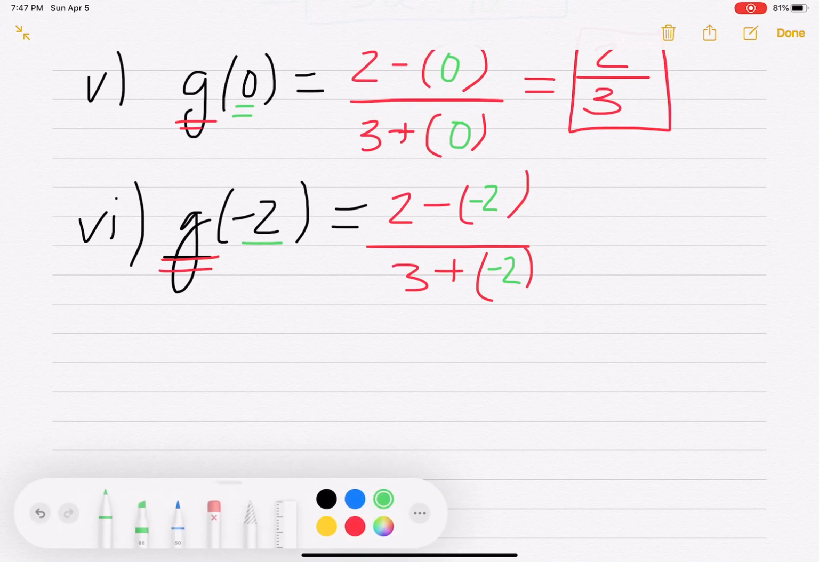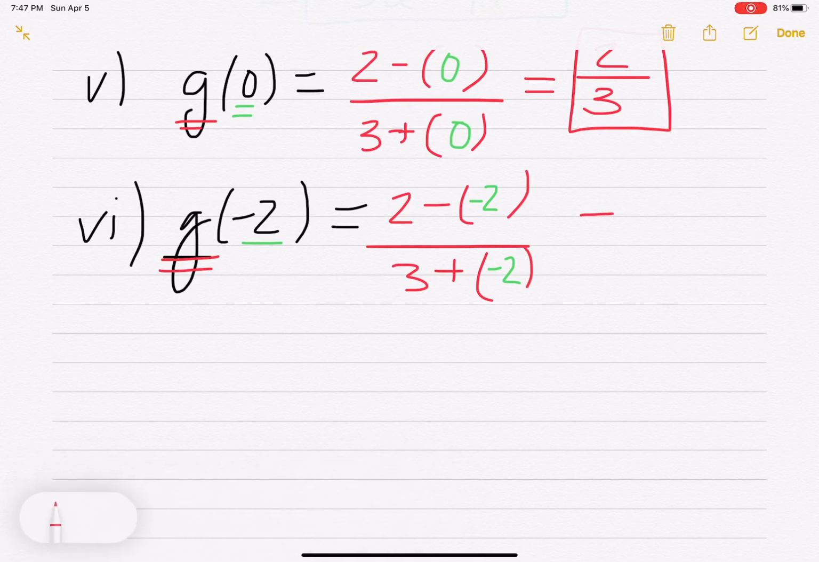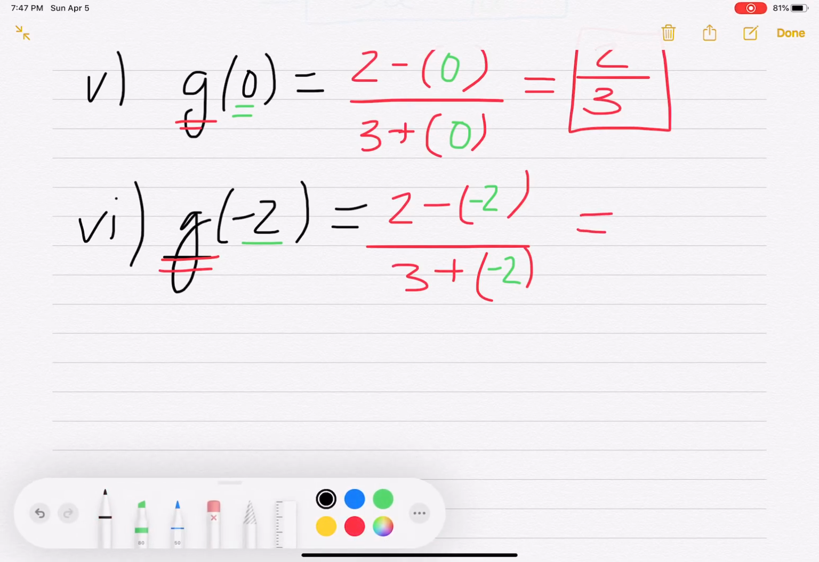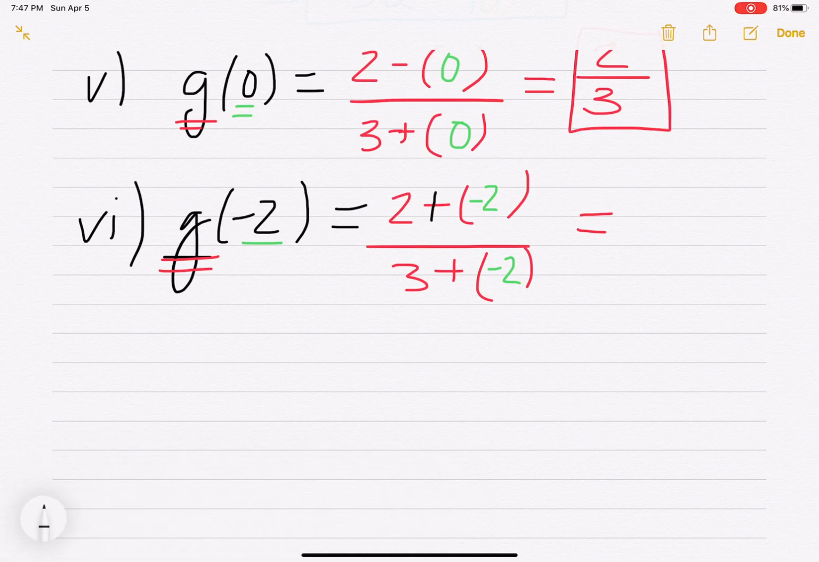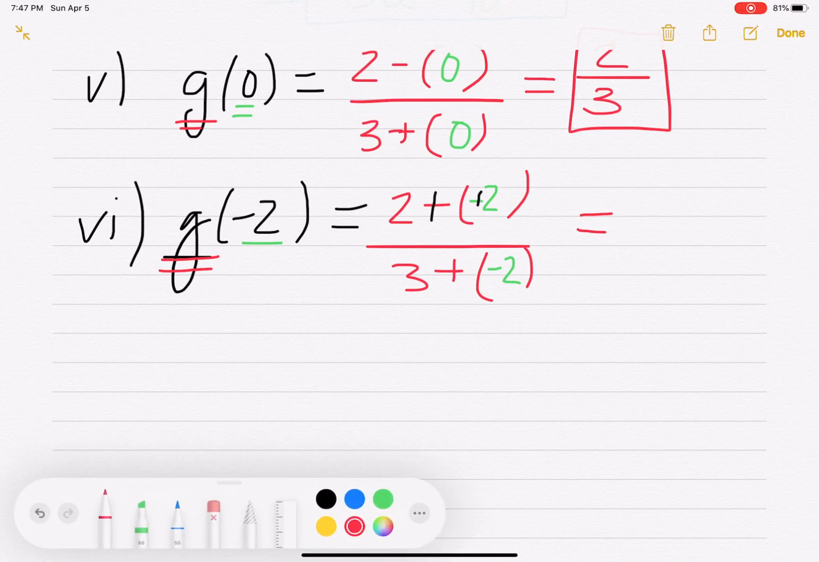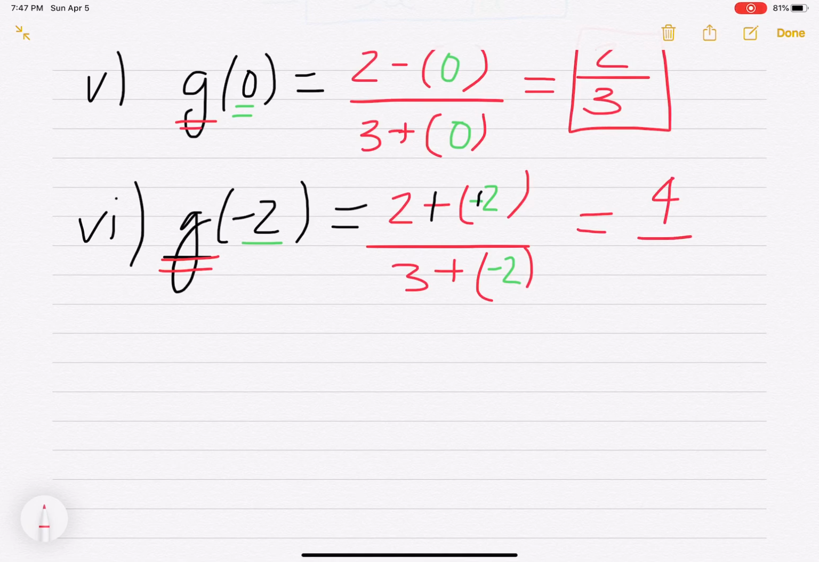And then simplify that. So on top, look what happens. You get a double negative, right? You get 2 minus negative 2. The double negative becomes a plus. So you get 2 plus 2 is 4. And on bottom, you got 3 plus negative 2, which is the same thing as 3 minus 2, right? You get 1. So 4 over 1 is 4. So your input is negative 2. Your output is 4.